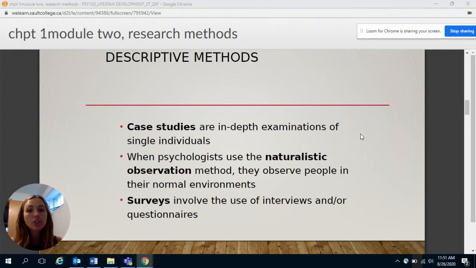So when psychologists use naturalistic observation, which is another descriptive method, they would observe people in their normal environments. So with naturalistic observation, you have the benefit of people potentially being more comfortable, but there's also a few downfalls.